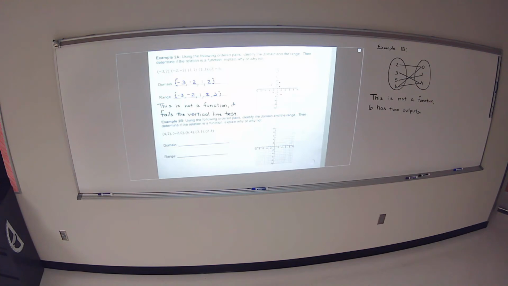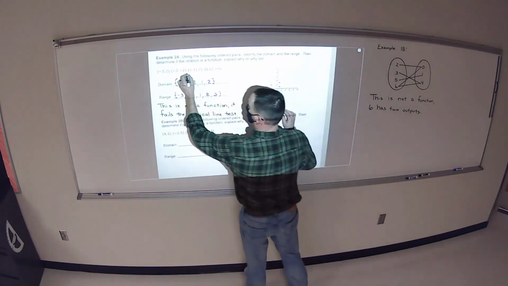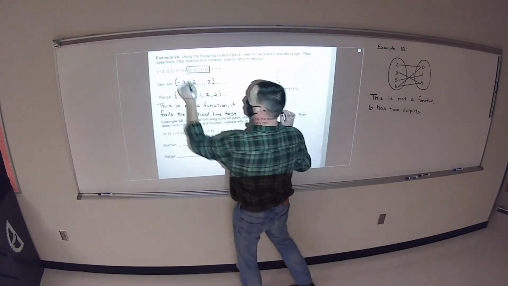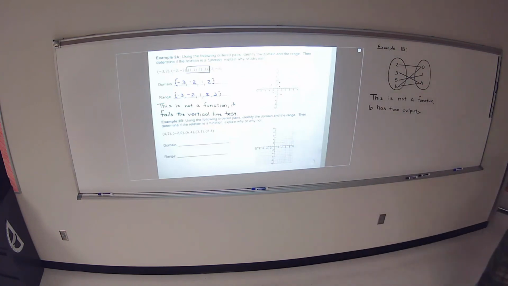And if you were to look at it, and create a mapping diagram, which I'm not asking you to do, you're going to notice the reason that it fails it at 1 is these 2 ordered pairs right here. The first ordered pair says that 1 has an output of 1, and the second ordered pair says that 1 has an output of 3. And so that 1 input has 2 outputs. That's what's making this so it is not a function.